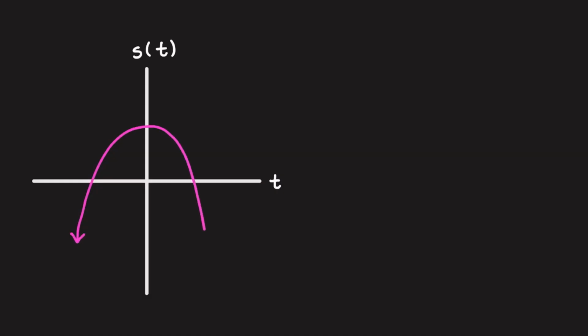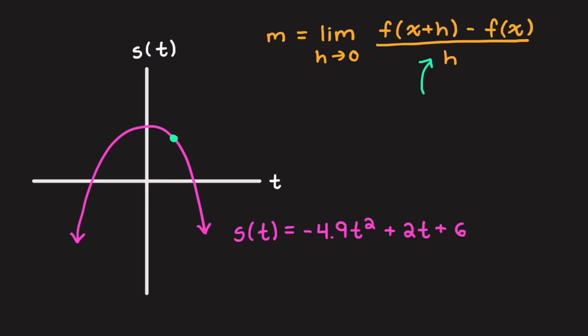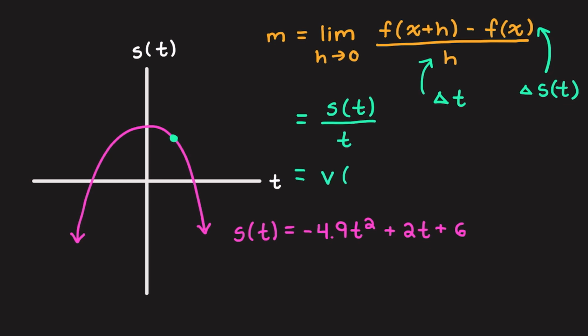Let's take a look at this in terms of application and practicality. We have the position, s, described in terms of t, time. So s of t equals negative 4.9 t squared plus 2t plus 6. And when we take the derivative at a specific point using our limit definition, in the denominator we have the change in time, right? And in the numerator we have some change in the position. So overall, this ends up becoming some change in position over some change in time, and that gives us velocity. So when we take the derivative at a specific point, we basically get the rate of change at that point, or the instantaneous rate of change.